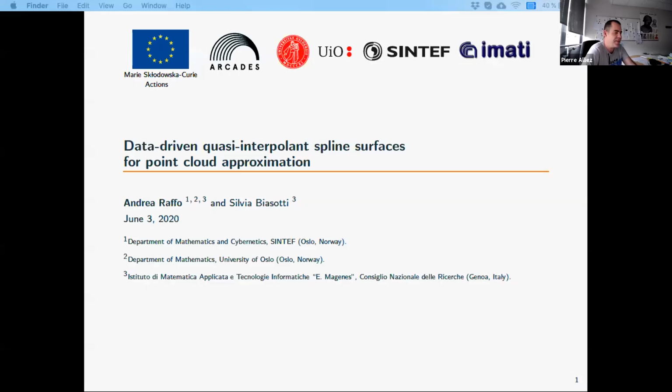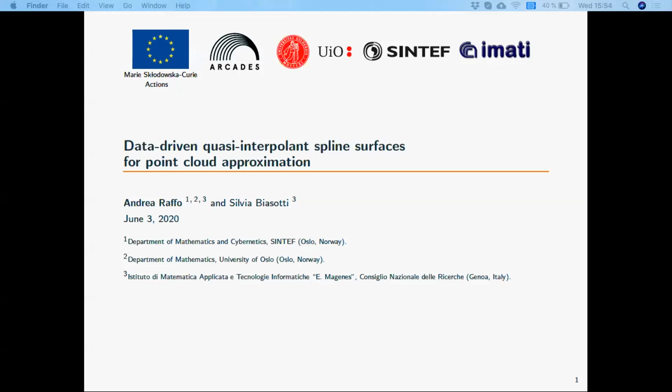So the next paper is entitled Data-Driven Quasi-Interpolant Spline Surfaces for Point Cloud Approximation. The authors are Andrea Raffo, who, as far as I could see, has 3 affiliations: SINTEF, University of Oslo, and also IMATI in Genova, Italy. And the other author is Silvia Biasotti from IMATI in Genoa, Italy. And the speaker should be Andrea Raffo.